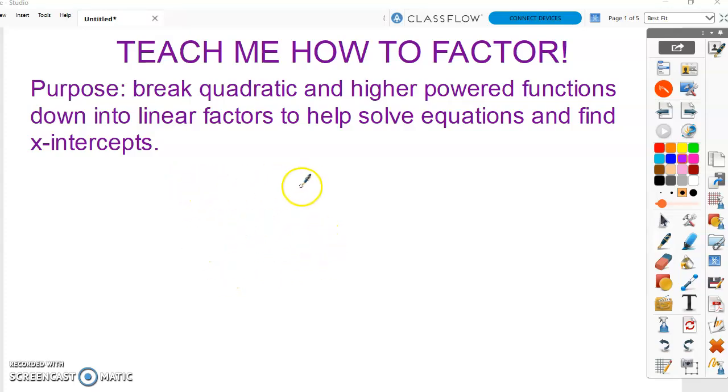Mr. D here. We're going to go through some factoring techniques to break us into our new unit here. So grab out a notebook, something to write with, and then we'll get started.